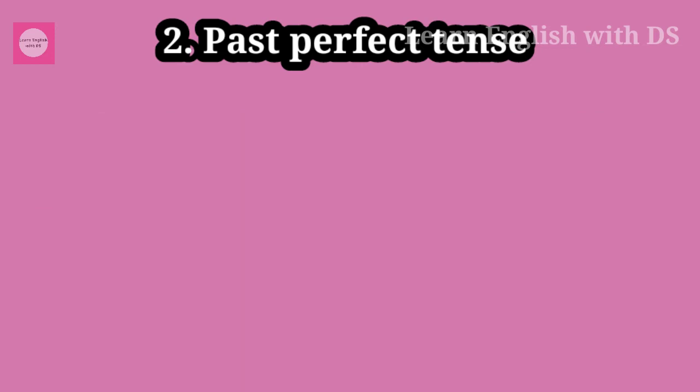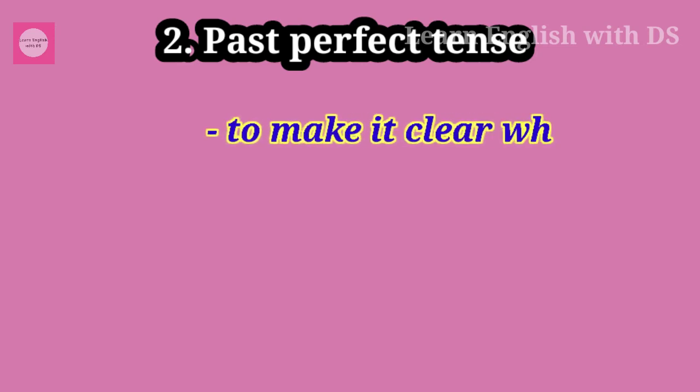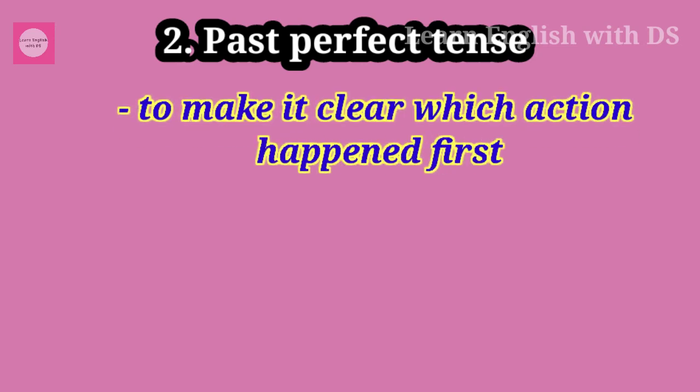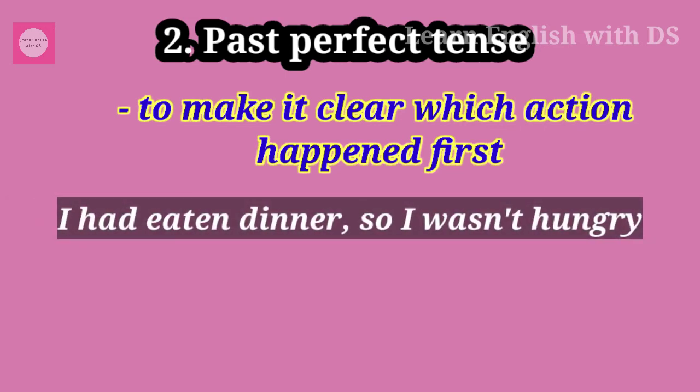We usually use the past perfect tense to make it clear which action happened first. This is often used to explain or give a reason for something in the past. For example, I had eaten dinner, so I wasn't hungry. So I had my dinner before the time, so now I wasn't hungry.